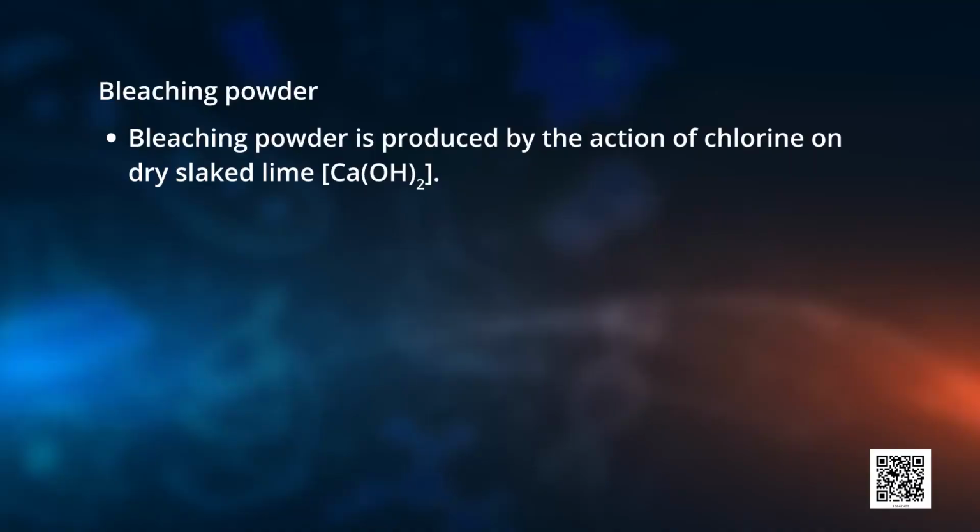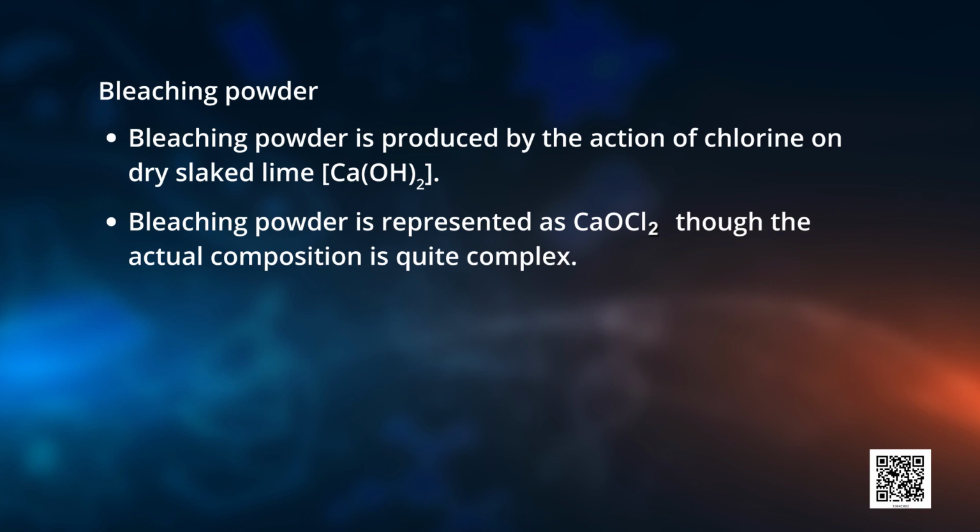The bleaching powder is produced by the action of chlorine gas, which was produced in the chlor-alkali process, on the dry slaked lime, that is calcium hydroxide. The bleaching powder is represented as calcium oxychloride, that is CaOCl2, which is produced by the chemical reaction as calcium hydroxide plus chlorine gives calcium oxychloride, CaOCl2, and water.